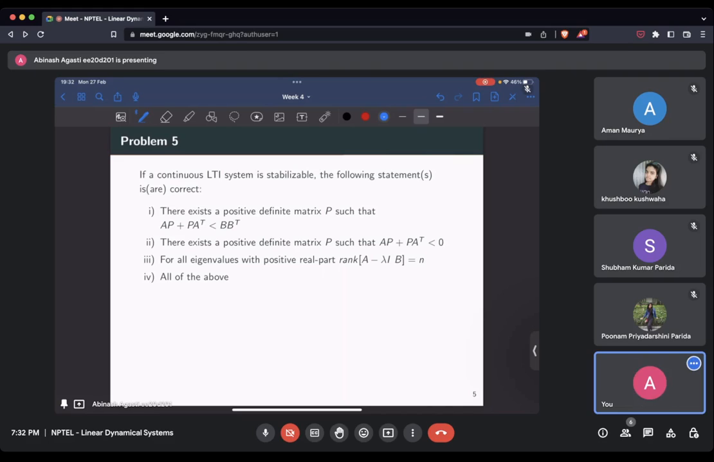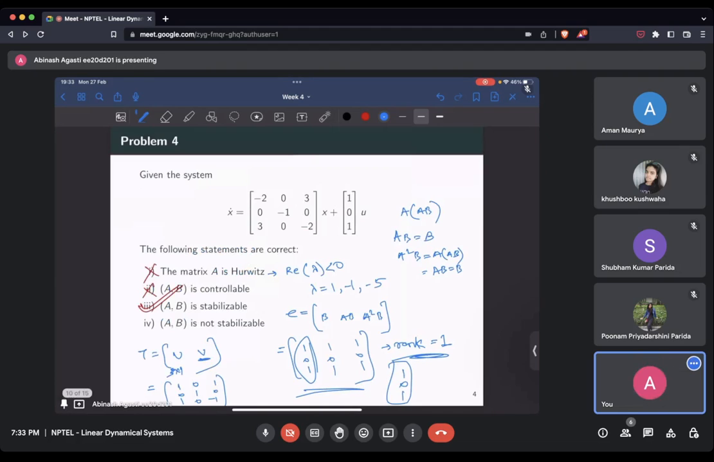If there exists a positive definite matrix P such that this inequality is satisfied, then the system will be stabilizable. Also, if there exists a positive definite matrix P such that this inequality is satisfied, then also the system is stabilizable. And finally, if the rank of this matrix for any positive real lambda is n, then also the system is stabilizable. So let's try that with the previous question.